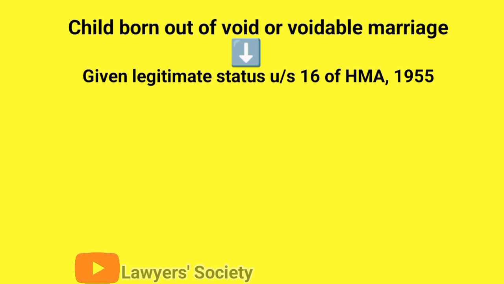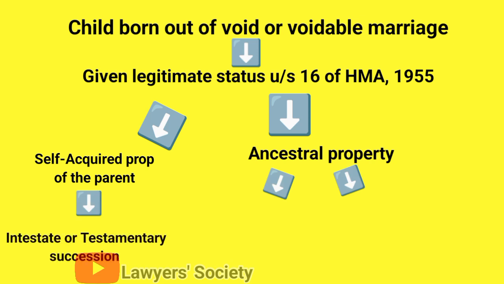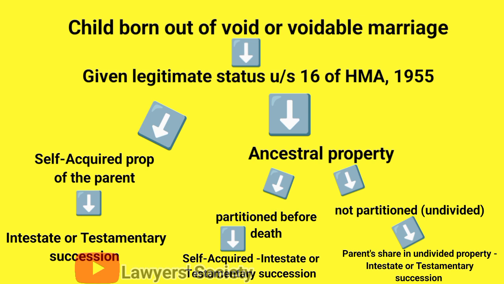So now you can actually imagine how this works. A child conferred legitimate status by Section 16 of the Hindu Marriage Act can make a claim in the self-acquired property of the parents. That is not a matter of right, but if the parent has not settled the self-acquired property, or they haven't left behind any will and they have passed away, then the provisions applicable for intestate succession will be applicable, and this particular child can make a claim there.